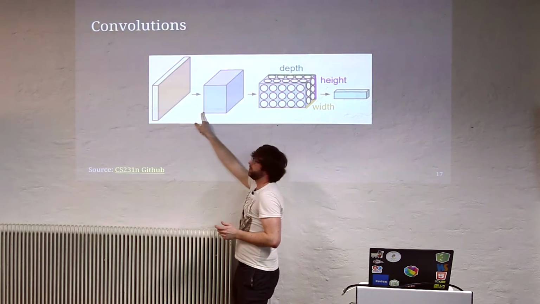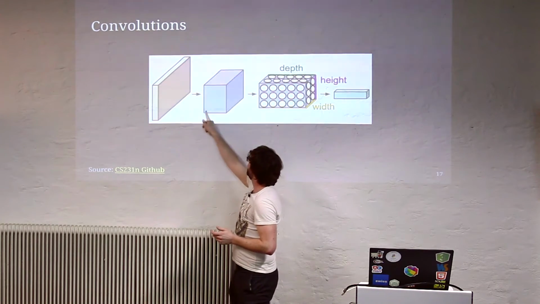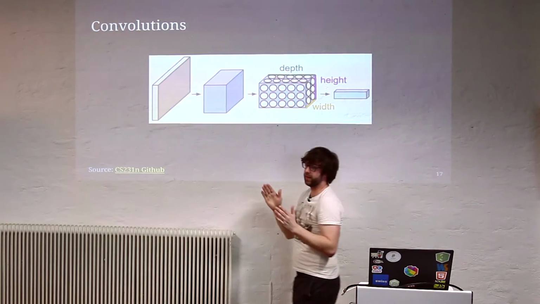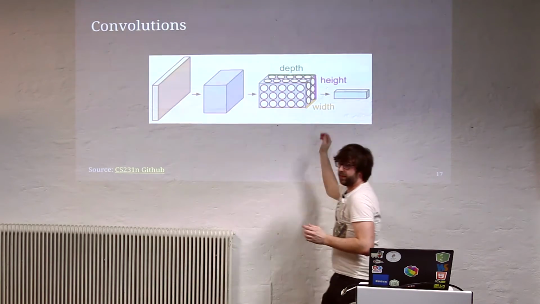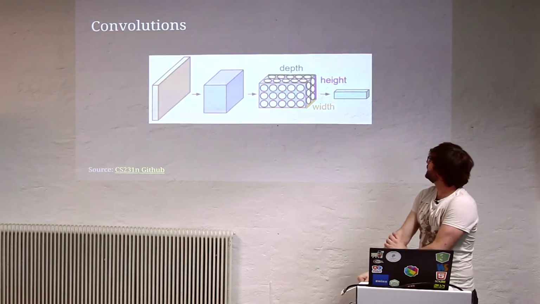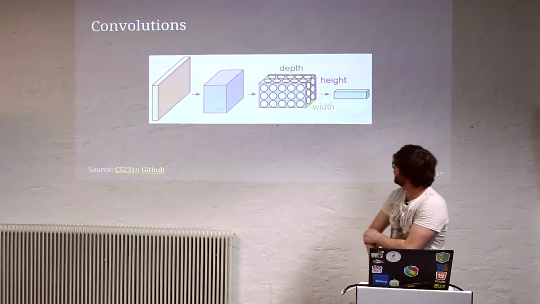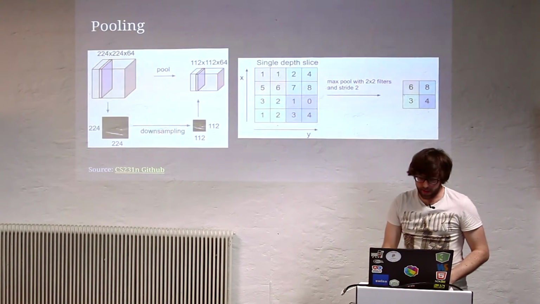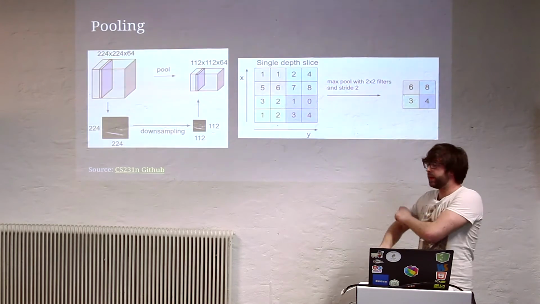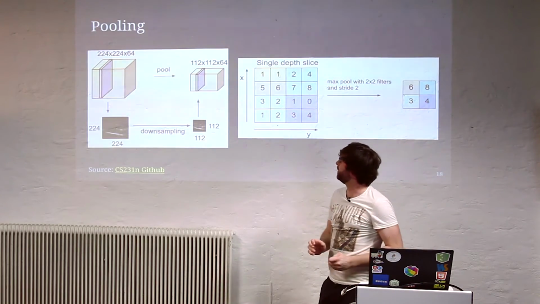But usually you don't do this once, you do this 96 times. And then you get 96 layers, so you get the next volume. And then you do this again and again and again. These are convolutions. And then there's a second layer. This is a pooling layer.